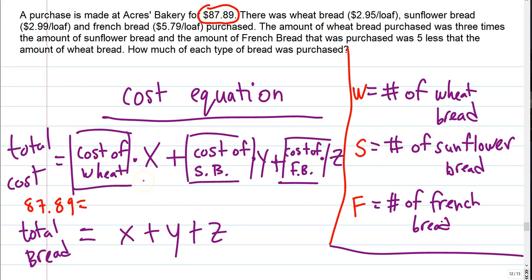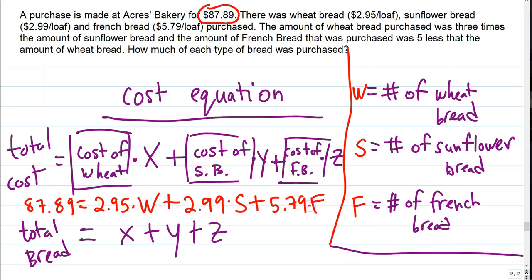The cost of the wheat, how much did we spend, was $2.95 times however much of wheat bread we bought, w, plus the cost of the sunflower, I put sunflower bread, was $2.99 times s, however many loaves of that we bought, plus the cost of the French bread, $5.79 times f, however much French bread. So that is one of the types of equations they'll give us.